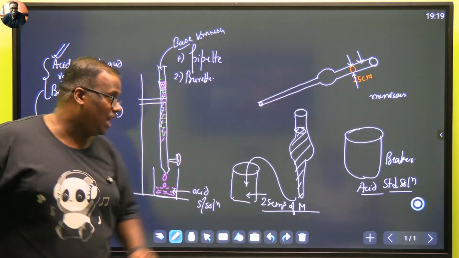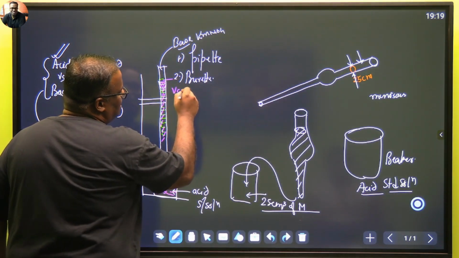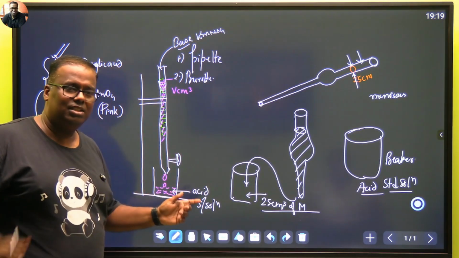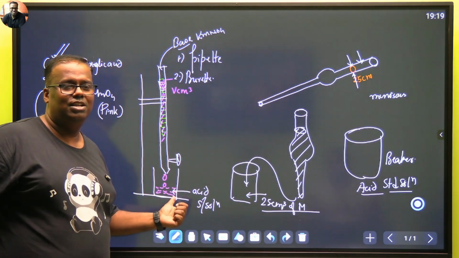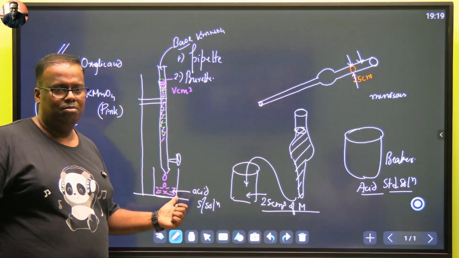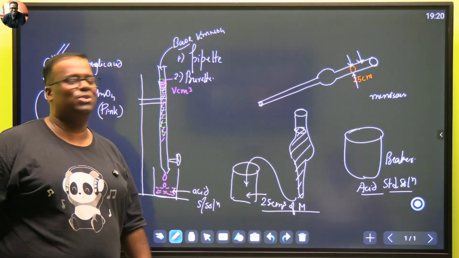At that point, our friend Ashmita noted this and found it as V centimeter cube. That's what she needs. After that, the next drop she released, she found that it became pink but the pink is not disappearing. It means you have killed that standard. That is not titration.